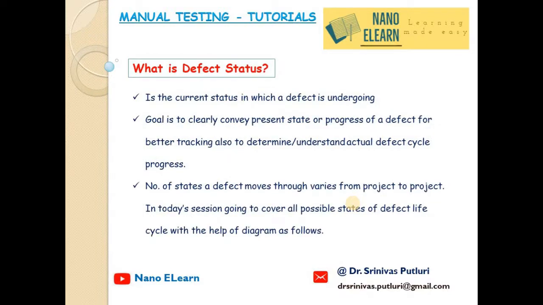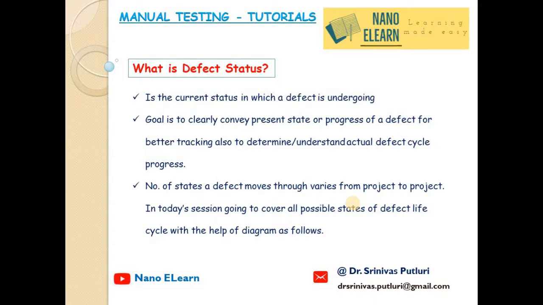What is defect status? It is the current status in which a defect is undergoing. The goal is to clearly convey the present state or the progress of a defect for better tracking, also to determine or understand the actual defect cycle process. Number of states a defect moves through varies from project to project.